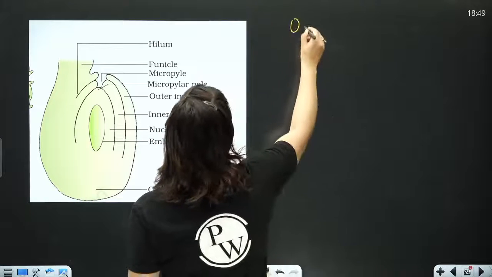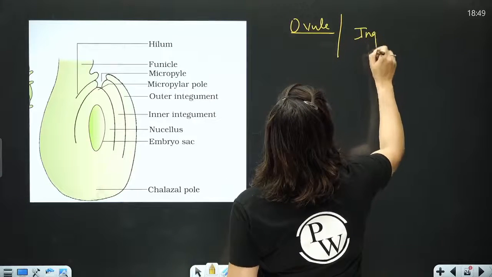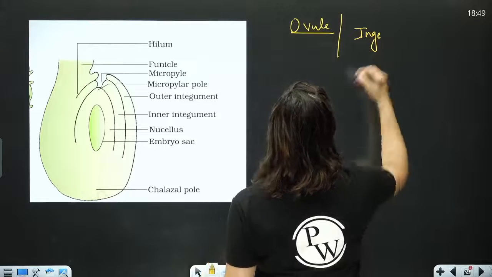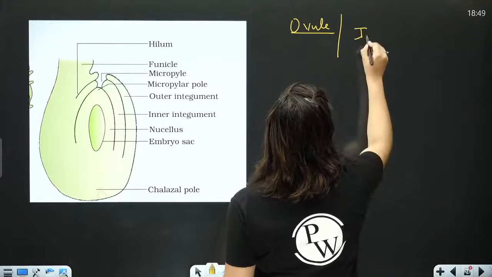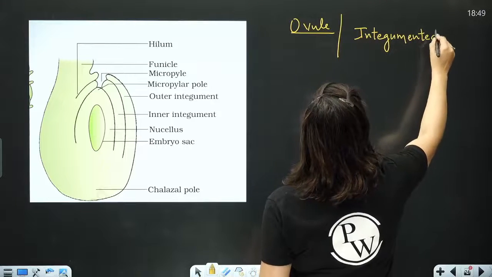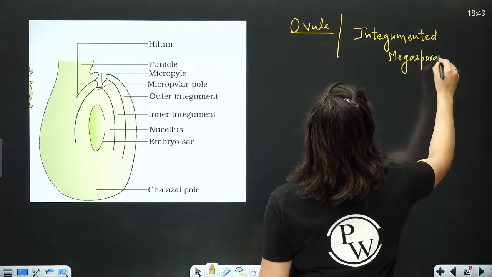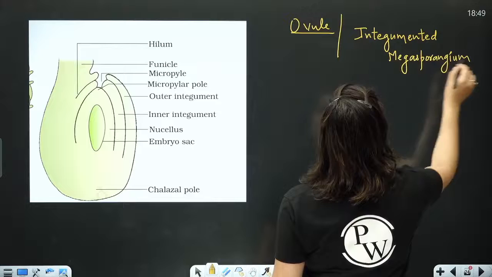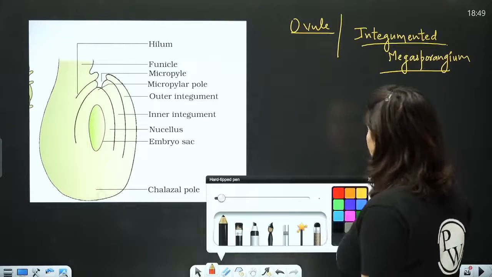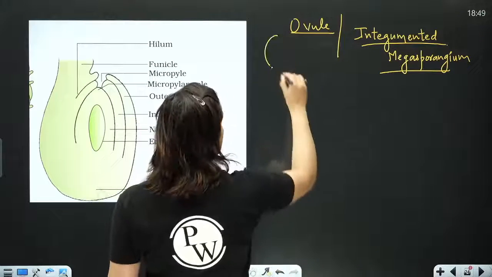An ovule in case of angiosperm is also called as integumented megasporangium. That means the megasporangium which has protective covering around itself is integumented ovule. So this integumented ovule has, and yes, what is the nature of a typical angiospermic ovule?